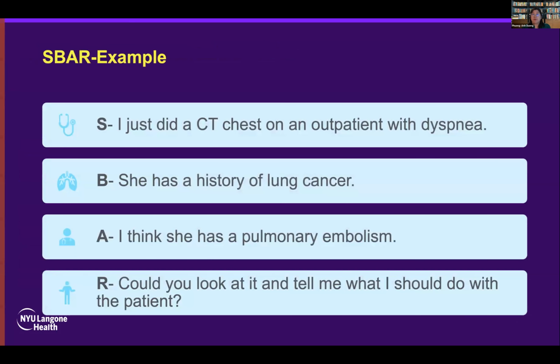So here's an example of SBAR from a tech perspective. I just did a CT chest on an outpatient with dyspnea. She has a history of lung cancer. I think she has a pulmonary embolism. Could you look at it and tell me what I should do with the patient?